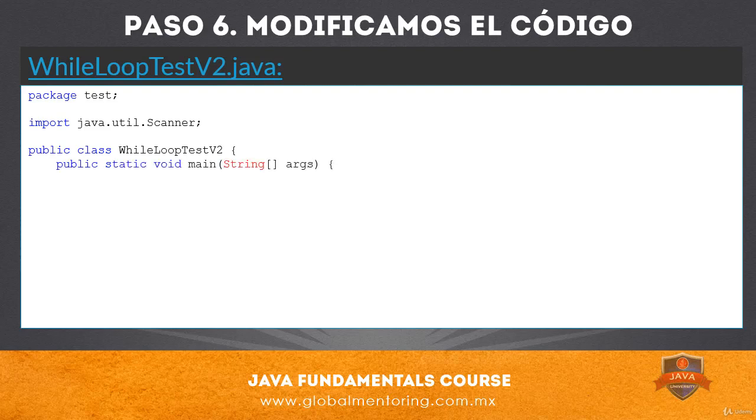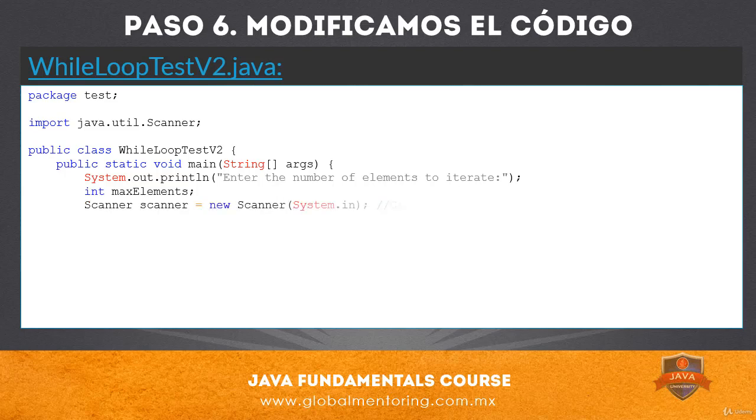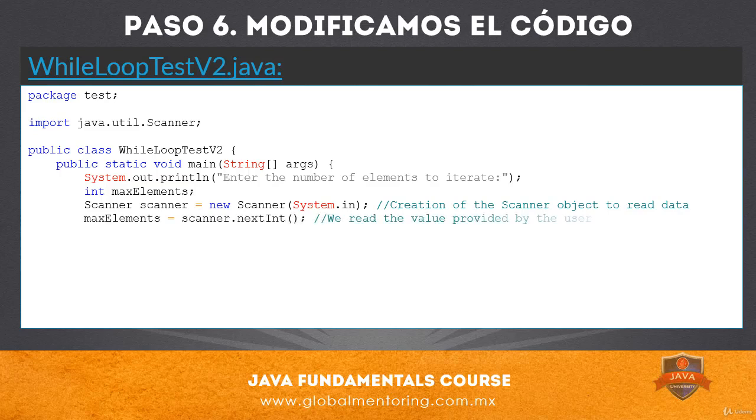We declare the main method, and we print, asking the user, enter the number of elements to iterate. Define the variable maxElements of type int, and we will use the class Scanner. This class is used to read data from the user, and we pass the input using System.in. After that, we read the value provided by the user using the method scanner.nextInt, and we assign it to the maxElements variable. We declare a variable called counter and initialize the counter to 0.